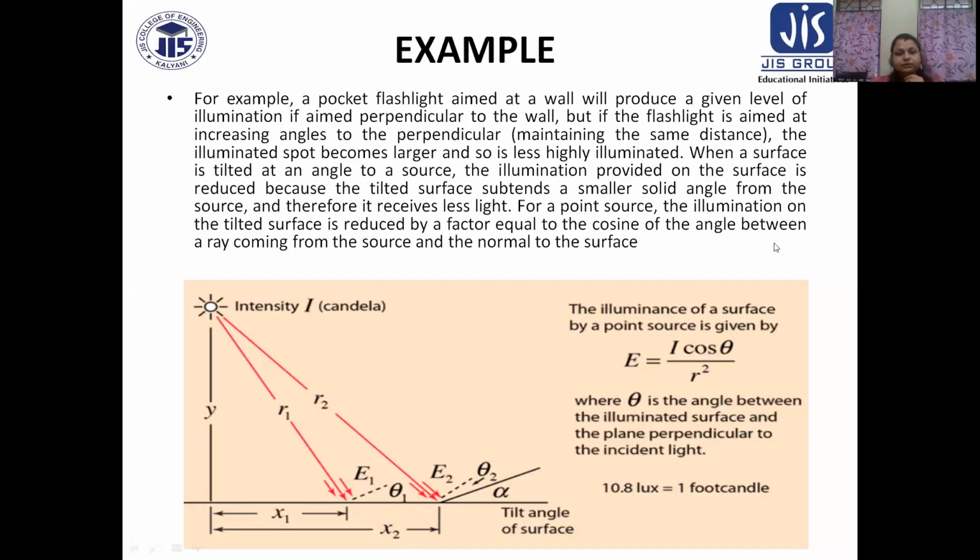So for a point source, the illumination on the tilted surface is reduced by a factor equal to the cosine of the angle between a ray coming from the source and the normal to the surface. So here the illuminance of a surface by a point source is given as E equals I cos theta by r square, where theta is the angle between the illuminated surface and the plane perpendicular to the incident light. And a point to be noted is that 1 foot candle equals 10.8 lux.